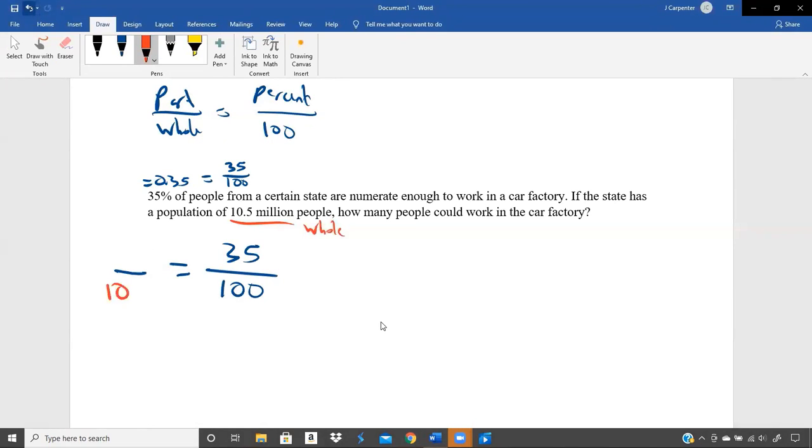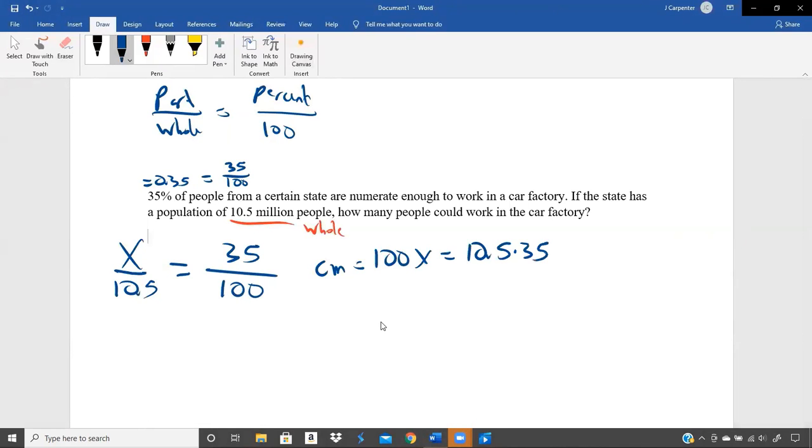So the 10.5 million people goes in the bottom, and we generally don't write our units when we write proportions, so we just have to remember that these are in millions of people. Then the top, we have no idea what it is, so that's our X. So we cross multiply, which says we take the 100 times the X equals to the 10.5 times the 35.